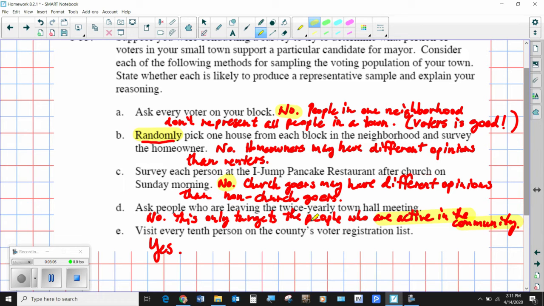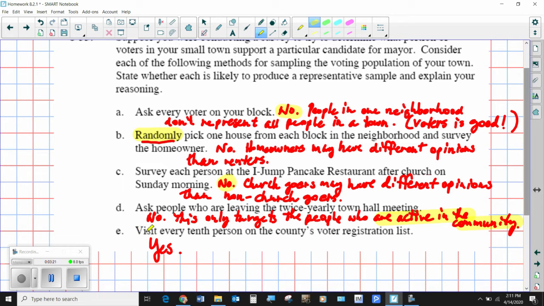I've never once in my life attended a town hall meeting. I don't know if that's a good thing or a bad thing. I've just never gone to them. I get my information in other places. So you're not going to target all the voters there, and it wouldn't be a representative sample.